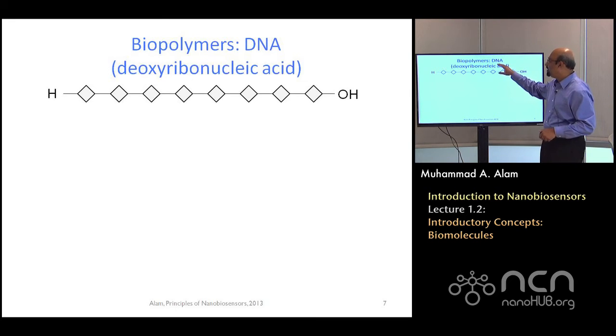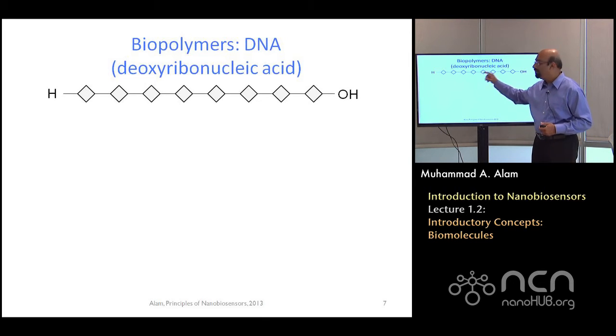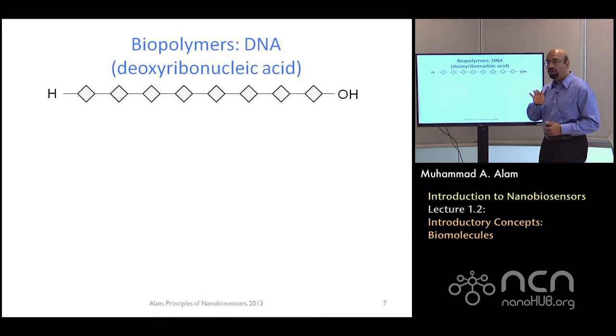are DNA and protein. So DNA, as you can see, this is deoxyribonucleic acid. This is essentially a polymer chain. Each one of these elements, there are 4 types of these elements. So there can be these diamonds. There are 4 types of diamonds, A, T, C, G for short. And essentially when you string them together, you have a DNA molecule.